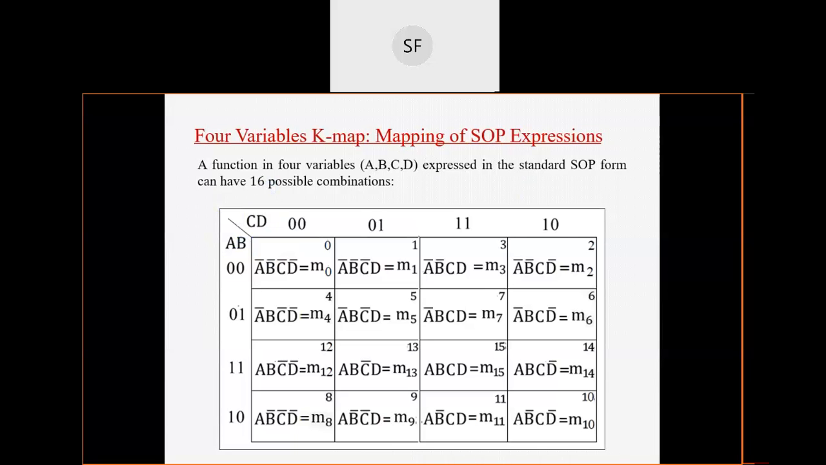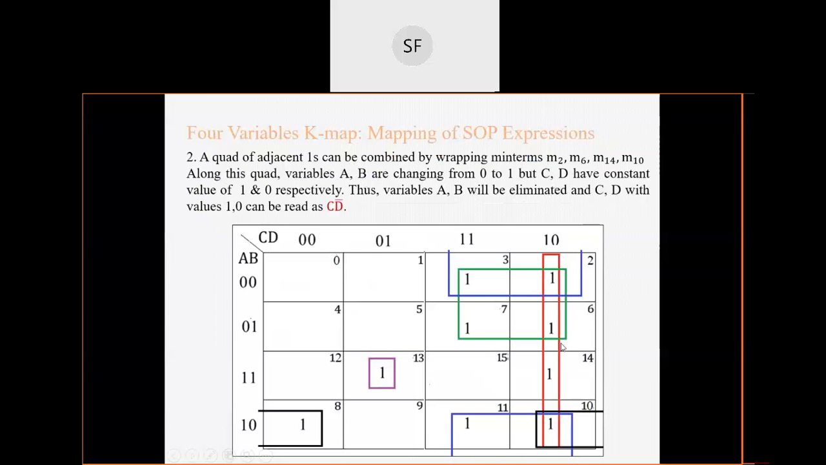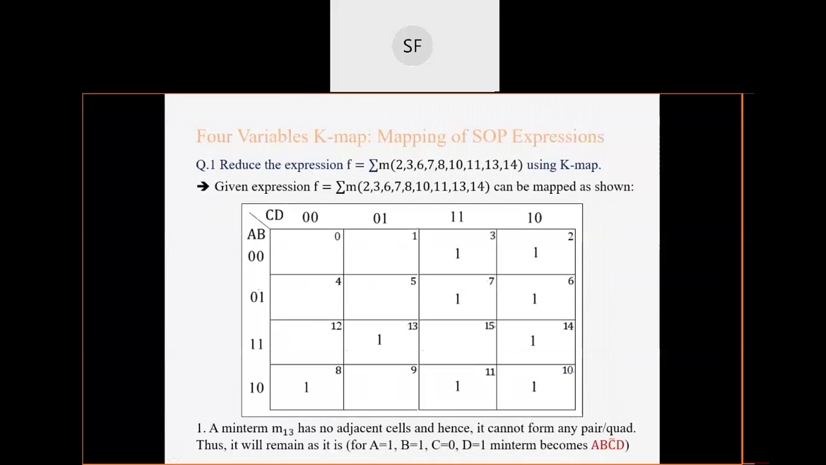Okay, so now we will again try to solve a couple of examples, because while solving examples only, it will be clear to you. So this is your first example. The example is like this, that you have to reduce this expression. This is the given expression. You can observe that in the expression small m is used. That means in your function, small m is nothing but corresponding to min term.